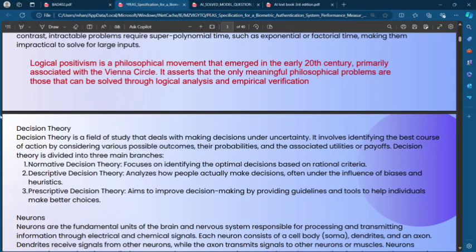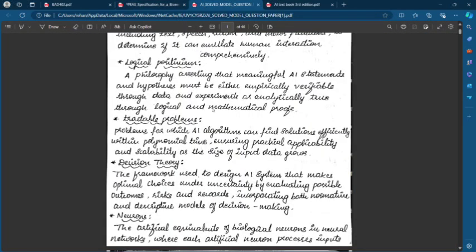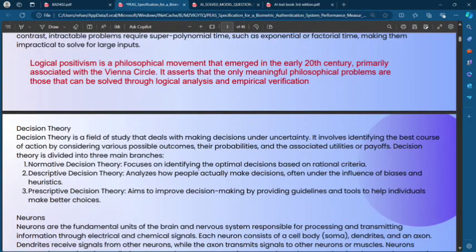So an AI algorithm or AI system should be capable of making decisions under uncertainty by identifying the best course of action, considering various possible outcomes and their probabilities. Here is the definition, and here also: a framework used to design AI systems that make optimal choices under uncertainty by evaluating possible outcomes, risks and rewards, in correspondence with both normative and descriptive models. What are normative and descriptive? They are types of decision theory. We have normative, descriptive and prescriptive.